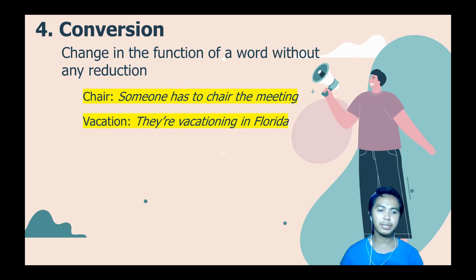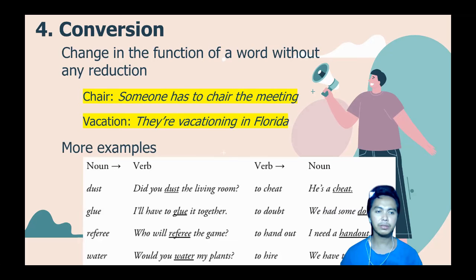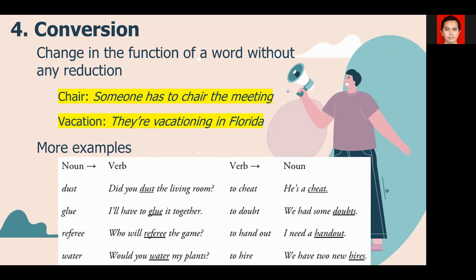So with these examples, you can also produce other examples like Google. You can refer to Google as a noun or to Google as a verb. More examples include, for example, dust. Did you dust the living room? Glue. I'll have to glue it together. Or referee. Who will referee the game? So in all examples here, you can see that there is a change from noun into verb, or otherwise from verb into noun.